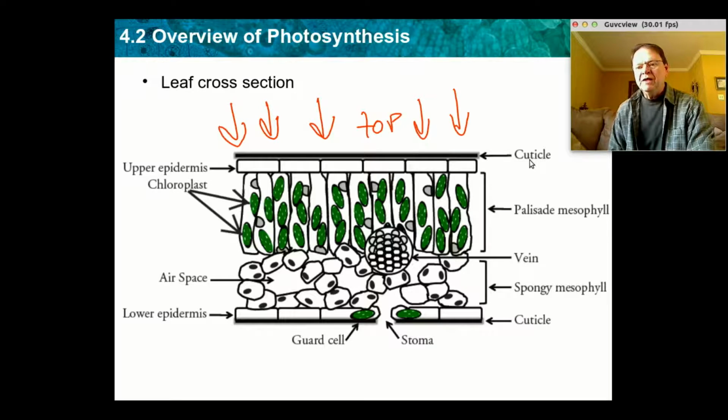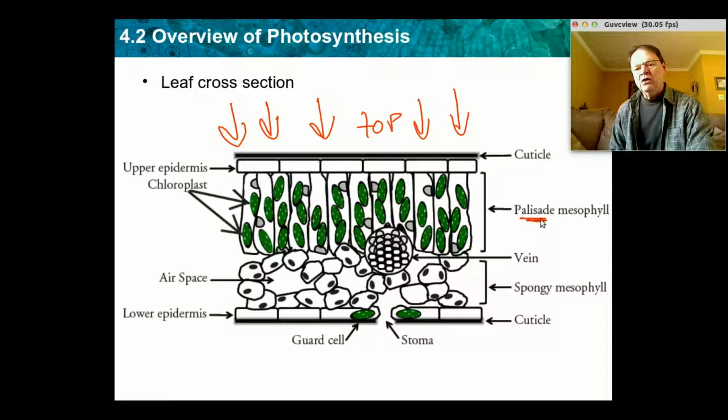Losing water is something that plants have to be very watchful over, and so there's a structure over top of the epidermis that's going to prevent water loss but allow sunlight to enter. It's a waxy kind of substance. If you notice leaves, some leaves are very shiny and they have a rather thick cuticle. Directly underneath those, or what you can see here, is the palisade mesophyll.